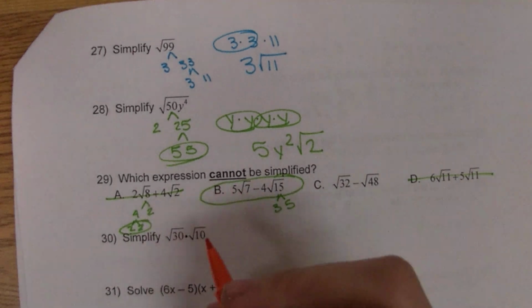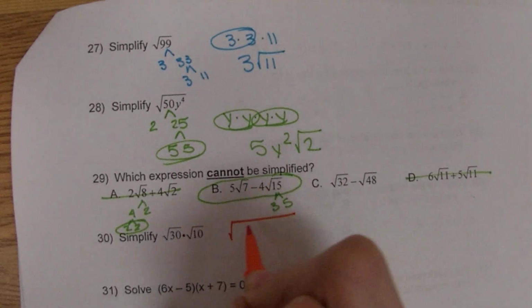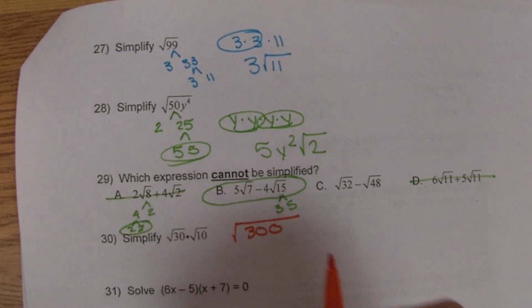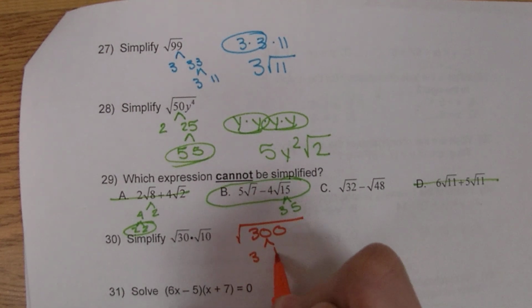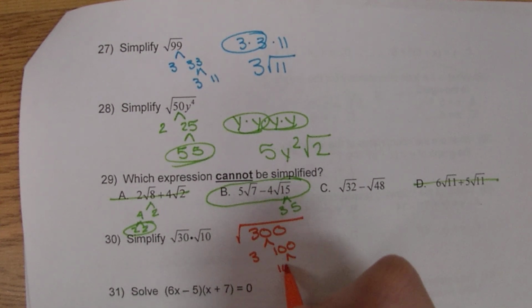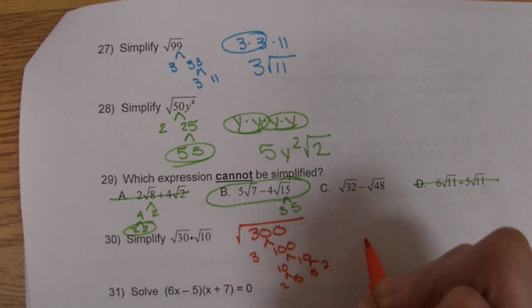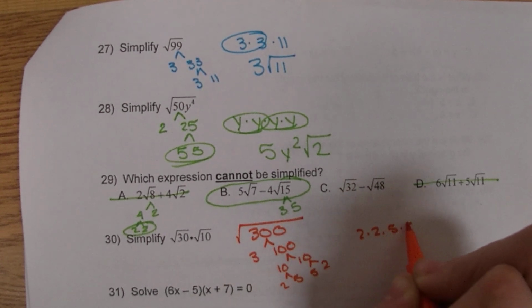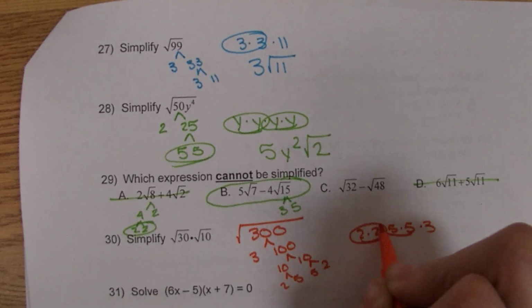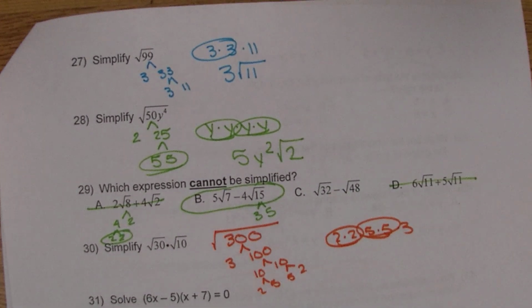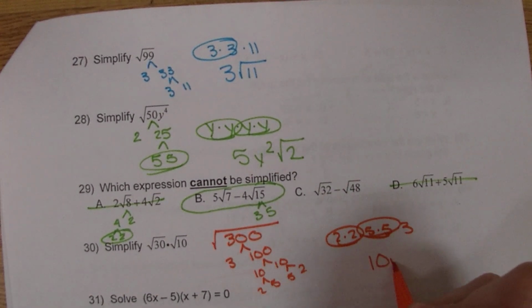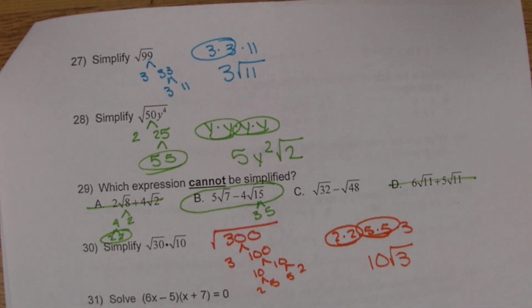30, we're going to multiply. So we multiply things in the same location. So 30 times 10 is 300. And then we need to simplify. So we'll have a 2, a 2, a 5, and a 3. There's our pairs. 2 times 5 is 10. Square root 3 is left over on the inside.